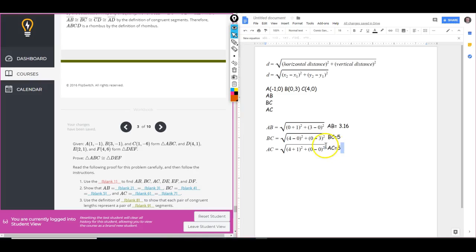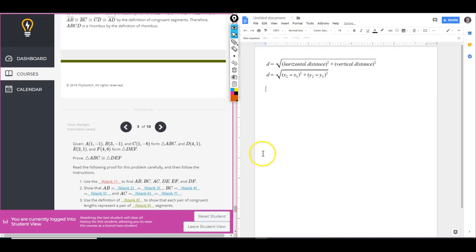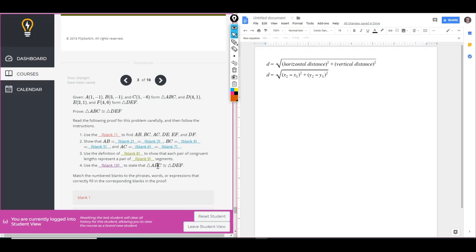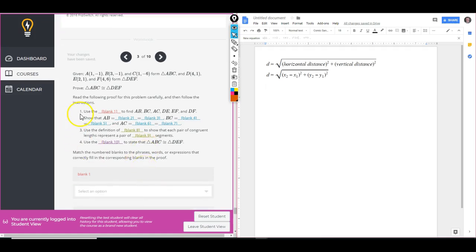So question 3, given that we have points A at (1, -1), B at (3, -1), C at (1, -6), they form triangle ABC, and D at (4, 1), E at (2, 1), and F at (4, 6), form triangle DEF. Prove that triangle ABC is congruent to triangle DEF. Read the following proof for this problem carefully and then follow the instructions.